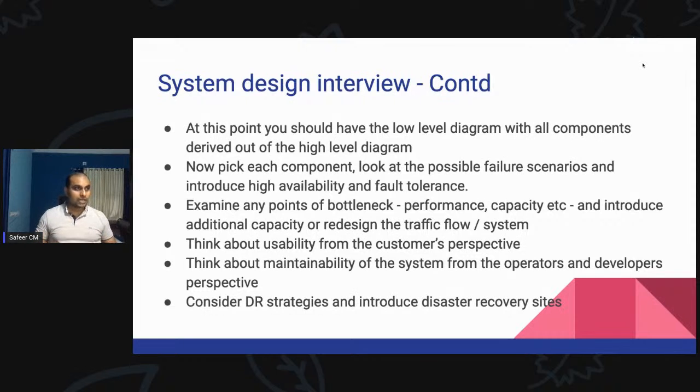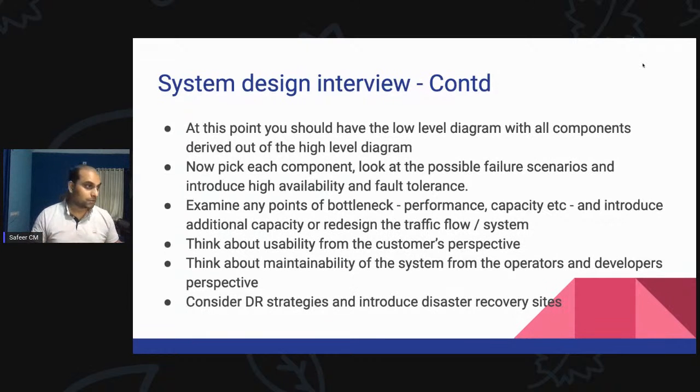And once you have all those, then you look at bottlenecks. Even if I have all these systems and nothing fails, what if I have 10,000 requests coming at one point? How do I deal with it? Is there a performance issue? Is there a capacity issue? This is a hypothetical system, so you cannot think about real-time requests versus how your system would behave in full. But you could still make some speculations and add or redesign some of the traffic flows. This is where you introduce things like caches and additional components.